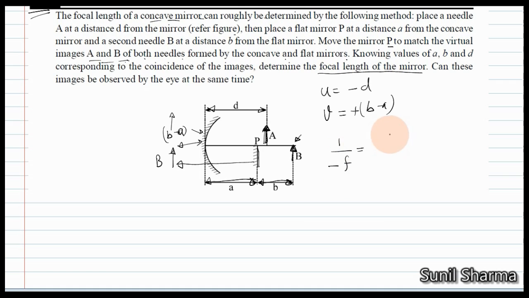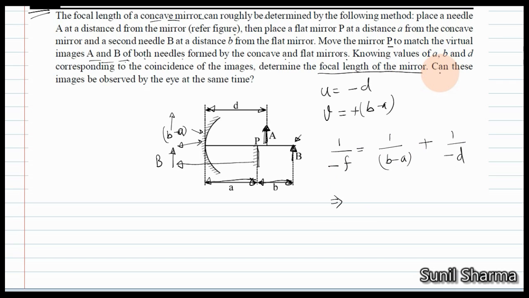So minus 1 upon F should be equal to 1 upon V, that is 1 upon B minus A, plus 1 upon U, where U should be minus D. Now solve this equation to get the focal length. So you can get the focal length from this formula. After solving this equation, you can find out the focal length of the concave mirror.